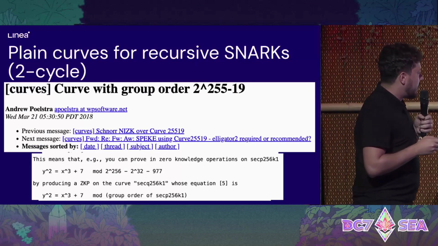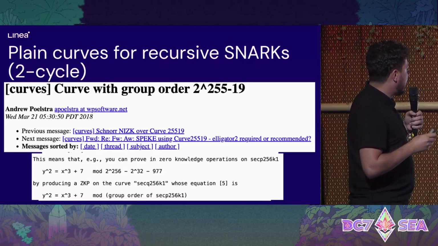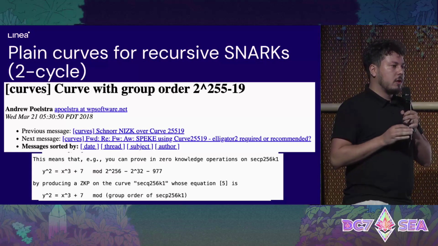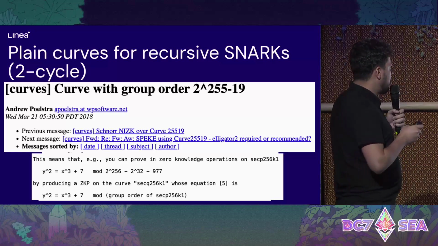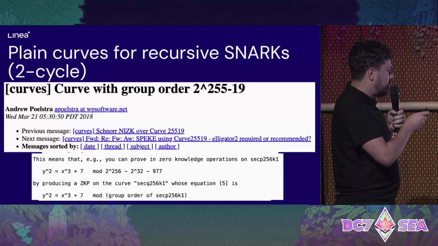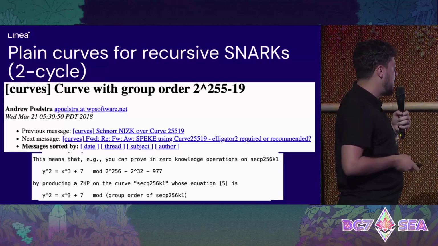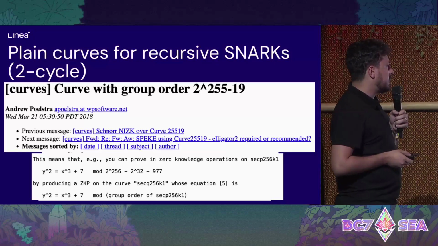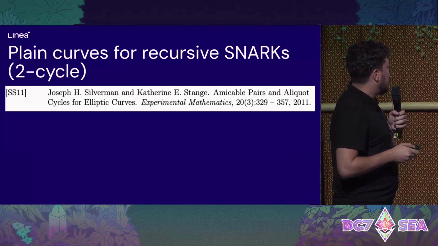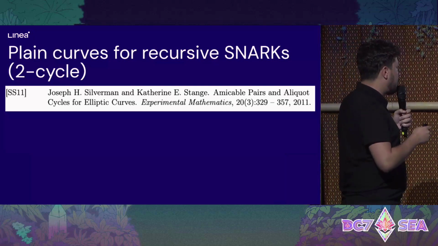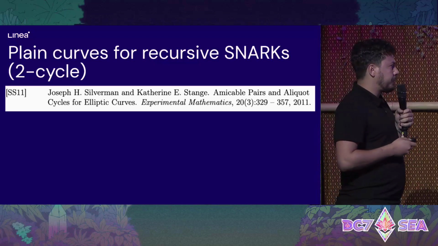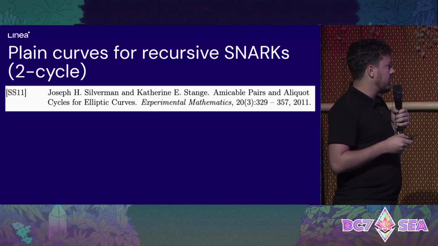But it was a year before that, at least I've seen a 2-cycle in the zero-knowledge setting. It was proposed in this website by Andrew Poelstra, and it is the secp-secq curve, and in his mail he gave the parameters. So for me, it was the first one in the zero-knowledge setting. But research-wise, it was in 2011. It was called Amicable Pairs Under Adequate Cycles, and the Halo paper cites this one, actually.